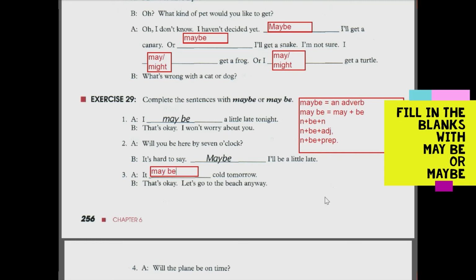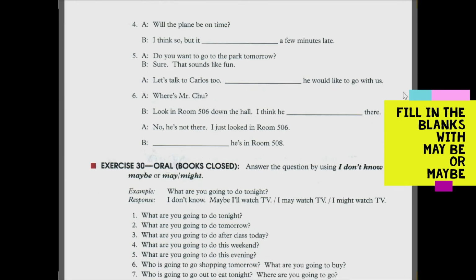It may be cold tomorrow. Will the plane be on time? I think so, but it may be. Why do we use may be separated? Because there is a subject. This is the subject, and this is the clue. Both of them have the same meaning, but we have to look at the clue. Let's talk to Carlos too. Maybe he would like to go with us. He is a subject, and there is already a clause, so we can use this one.